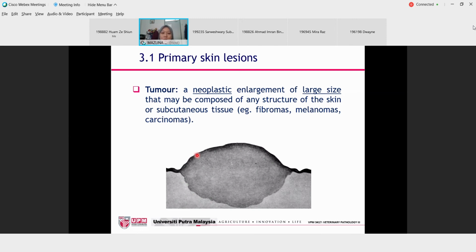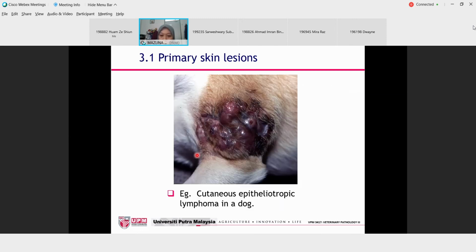So this is an example of neoplasia, or tumor. This is a case of cutaneous epitheliotropic lymphoma in a dog. If you were to take a sample of this, you definitely would see numerous lymphocytes in the sample, and usually it is localized at the epidermis. That's why it is epitheliotropic. It is very fond of, or has tropism for, the epidermis.